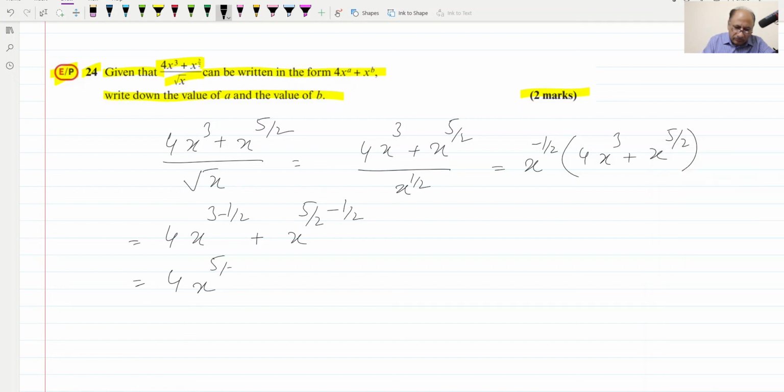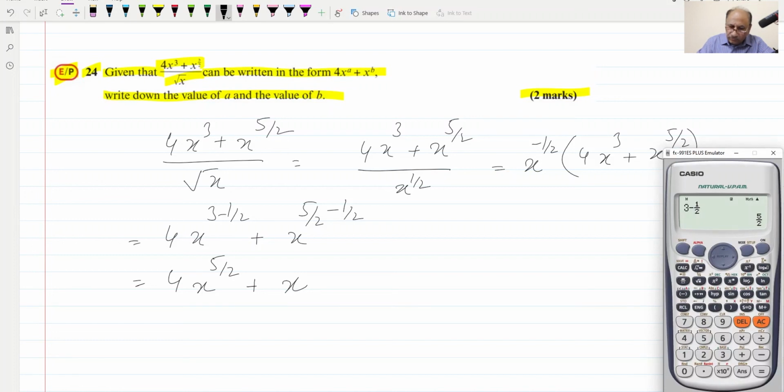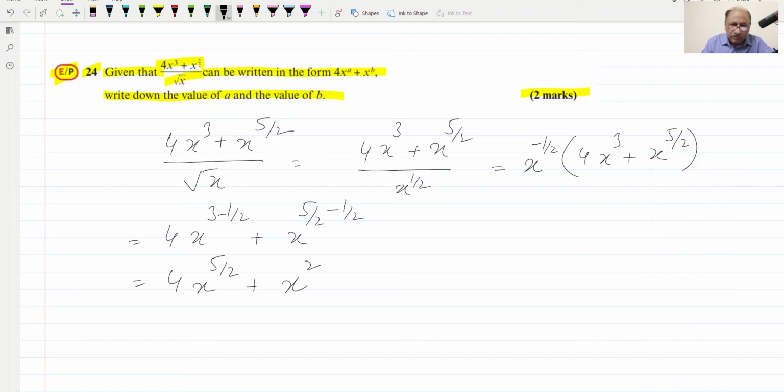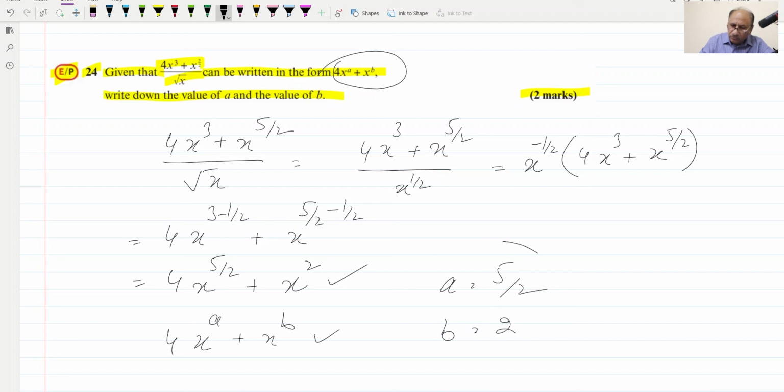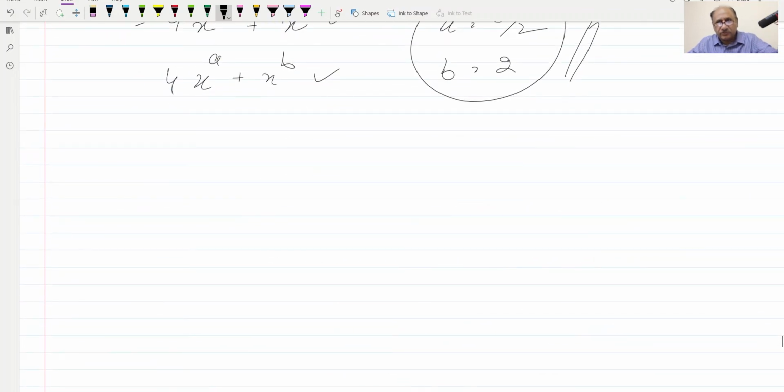So we can write this as 5 by 2, and plus this will be x raised to the power 5 by 2 minus 1 over 2, and this will be equal to 2. So we can write here 2. And if we compare this with the format which they were asking, which is x raised to a plus x raised to b, if we compare this and this equation, a will be equal to 5 by 2 and b will be equal to 2. This will be our final answer for this question. Hopefully you understood this.